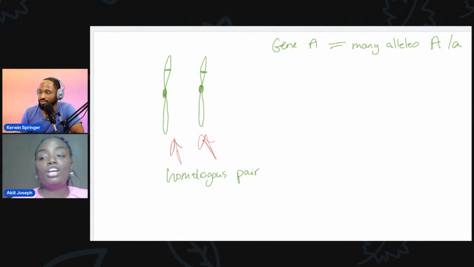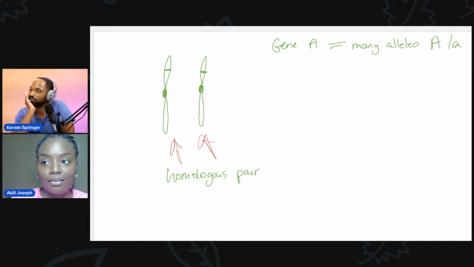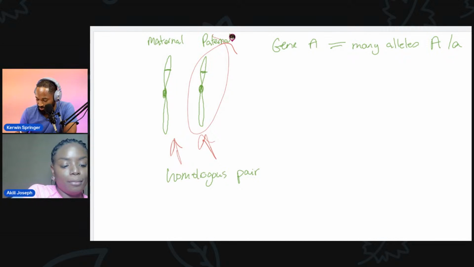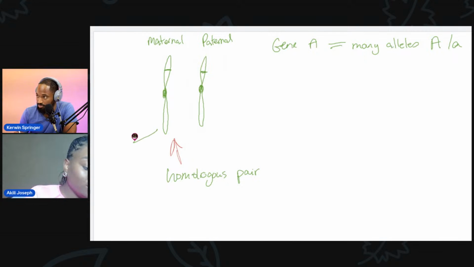Right, so a homologous pair comes from, you know that we have 46 chromosomes in all of our cells. The 46 chromosomes come in 23 pairs because we get one copy from mommy and one copy from daddy for each chromosome. So this is a chromosome: a maternal copy from mommy and a paternal copy from daddy. So this here is one chromosome.